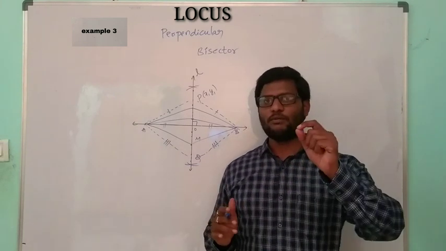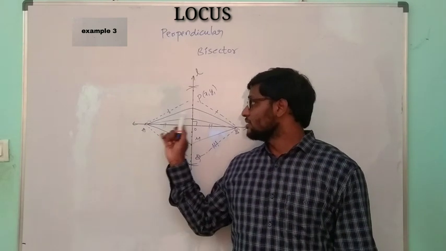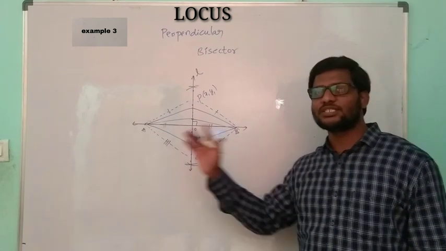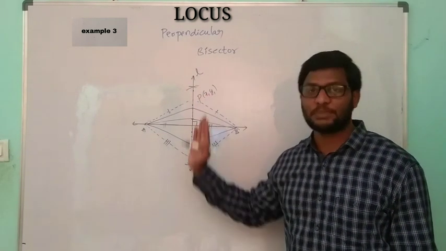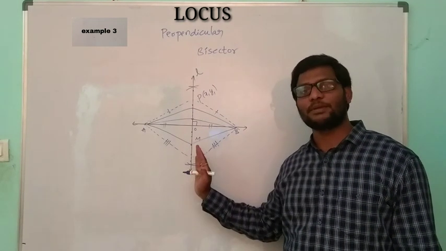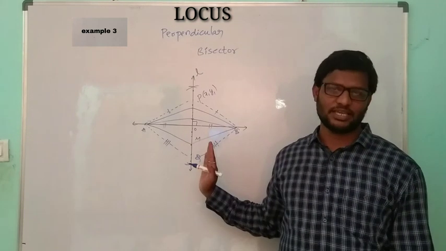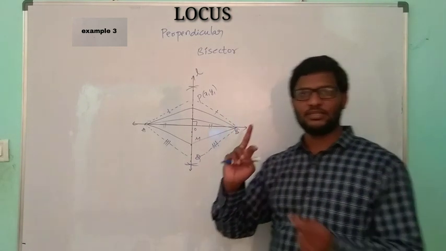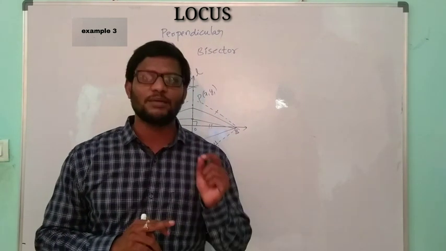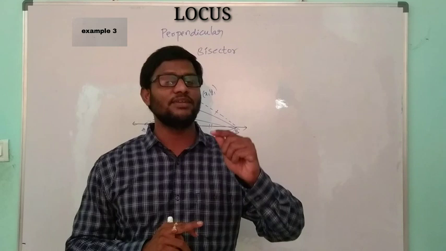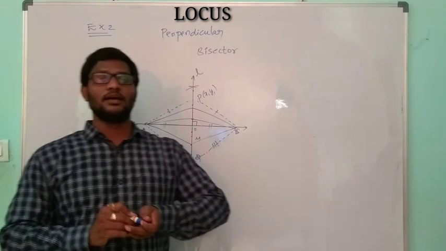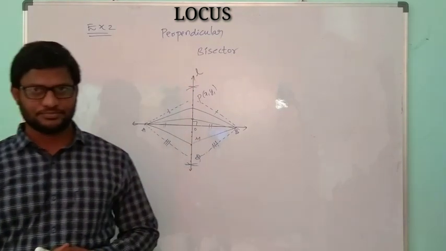So the perpendicular bisector is also a locus because each and every point is satisfying the geometrical condition. One note point: any point equidistant from A and B will lie on this perpendicular bisector, or every point on this perpendicular bisector is equidistant from A and B. Converse: every point on the locus will satisfy the condition, or the point which satisfies the condition will be a point on the locus.